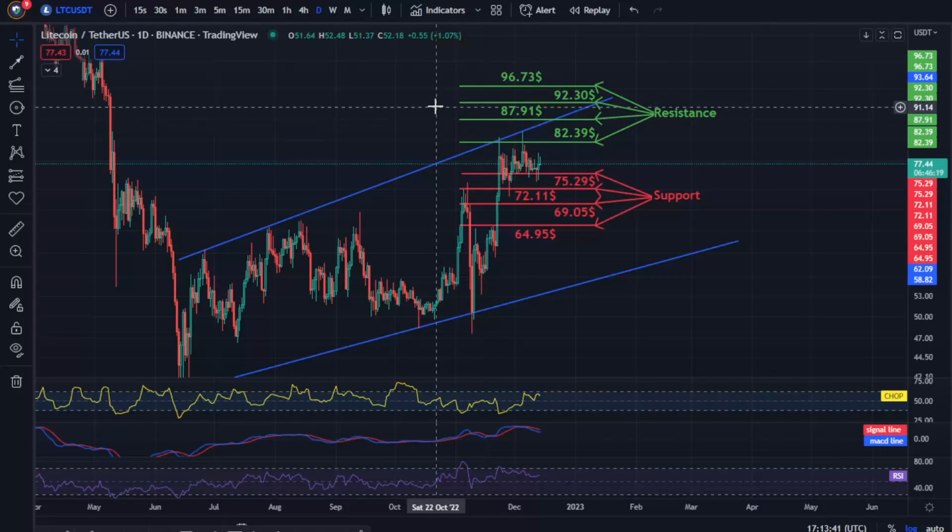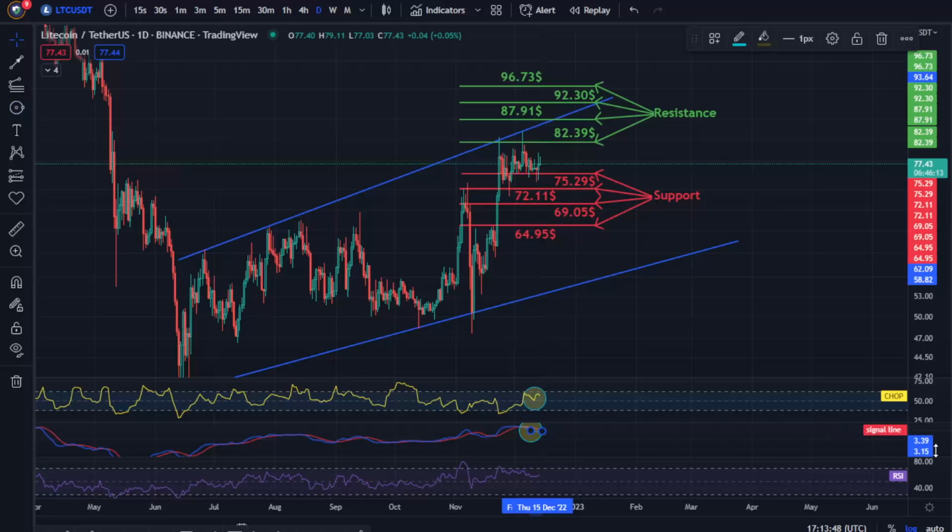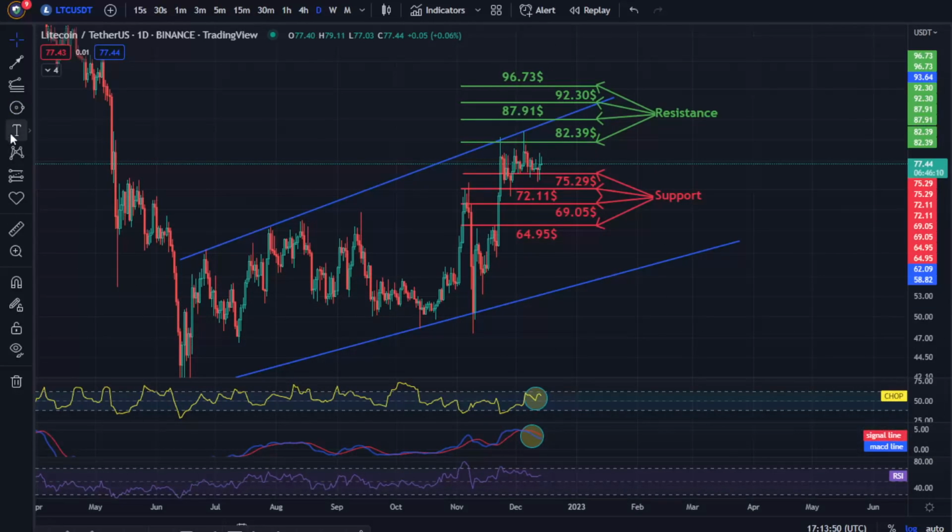On the CHOP index, we see that there is a lot of energy for the next move. The MACD indicator indicates a local downtrend, while on the RSI we are above halfway, but there is still some room for further growth after a small correction.